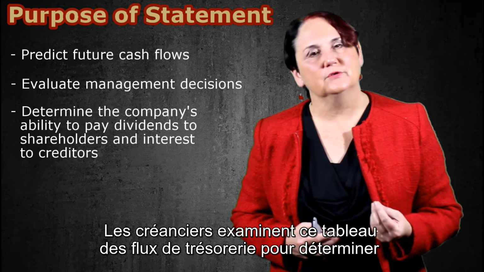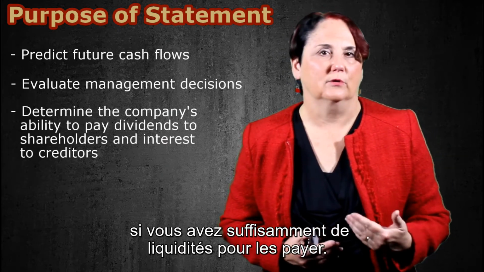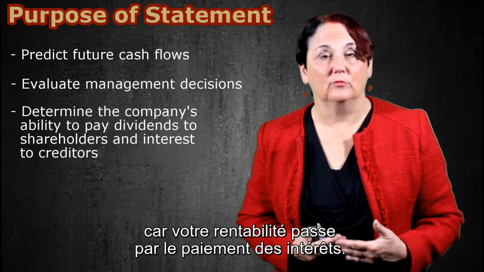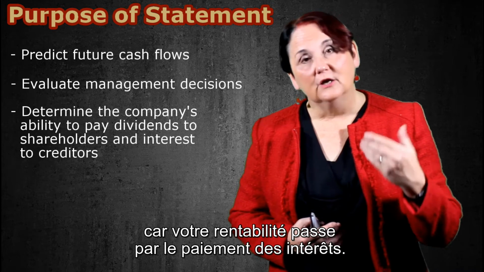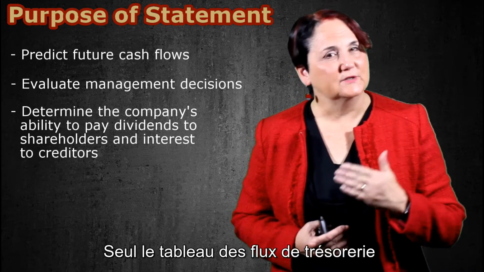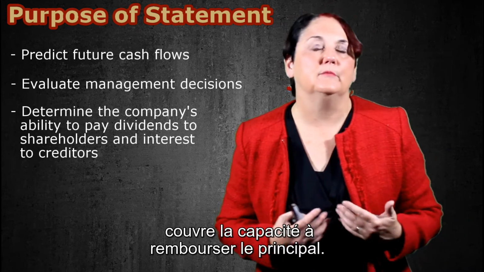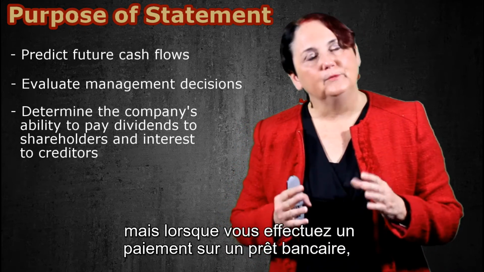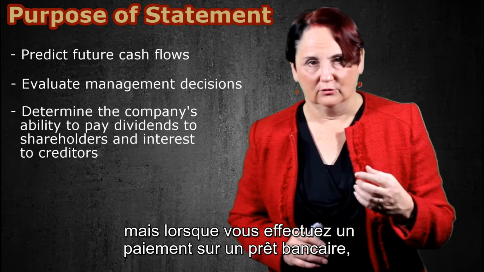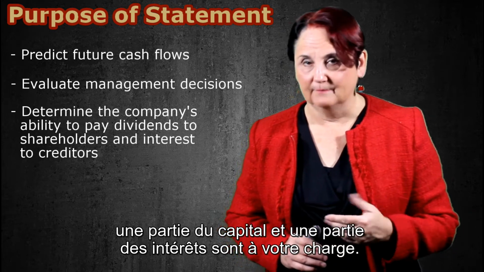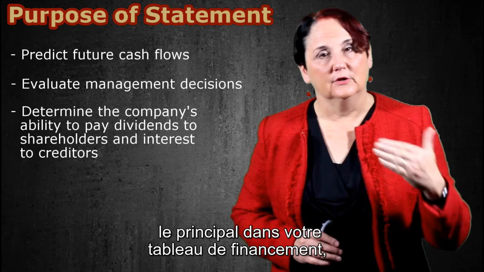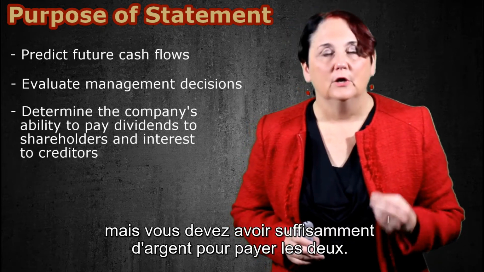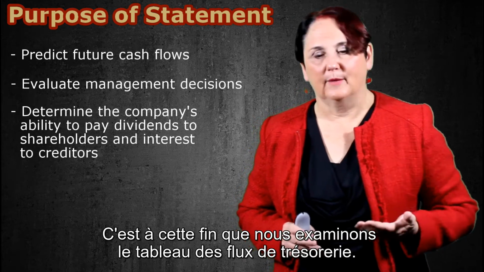Creditors look at this cash flow statement to determine if you've got enough cash flow coming in to pay them. They want to see that you've got positive cash flow because your profitability talks about making interest payments. It's only the cash flow statement that covers the ability to make principal payments. Now, we'll talk more about this later, but when you make a payment on a bank loan, part of it's principal and part of it's interest. The interest shows up in your income statement, the principal shows up in your cash flow statement, but you've got to have enough money to pay both. So we look at the cash flow statement for that purpose.